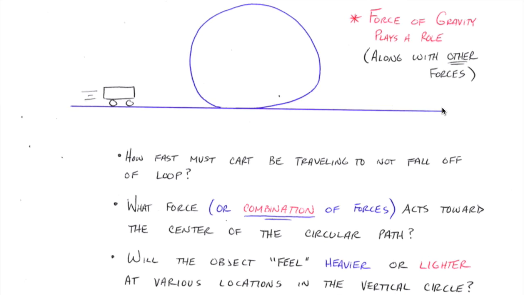All that comes down to that general question we always ask ourselves: what force or combination of forces acts toward the center of the circular path? So what force or forces actually play the role of centripetal force? It's no different than our previous question, but the combination of forces tends to become a little bit more important. Vertical circles tend to have more combinations of forces producing the centripetal force.